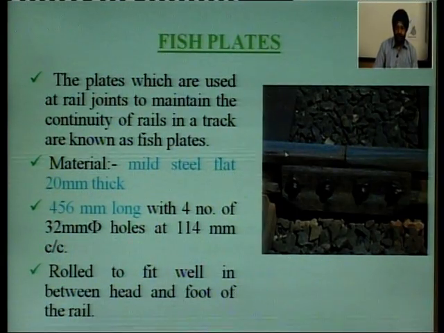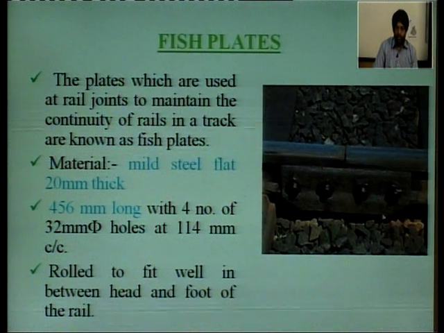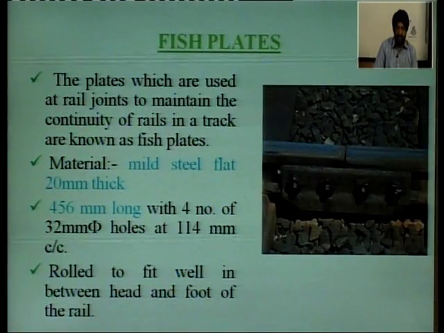It means that now this is the head of the rail and the foot is somewhere here. So, these are rolled or manufactured in such a way that they fit exactly, or suitably, in between this head as well as this foot. So, these are rolled accordingly.